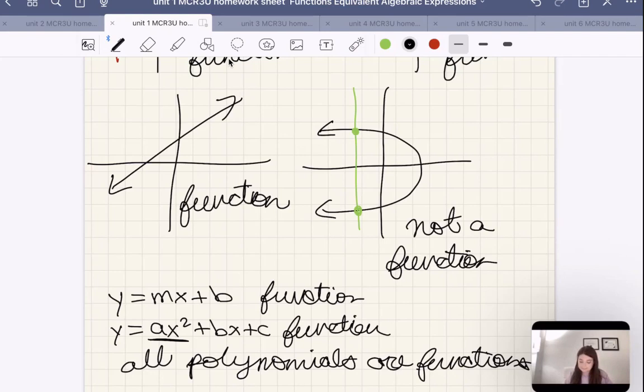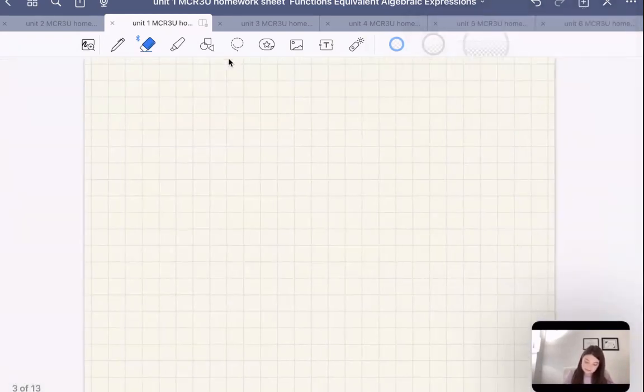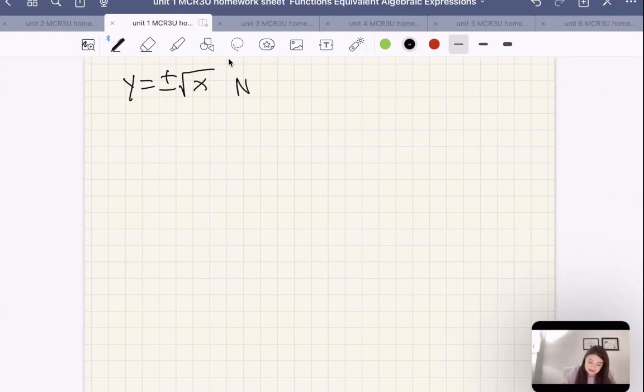Good. Now, what's an example of something that's not a function? I'm going to give some examples of what is not a function next. So let's do that. What is not a function? y equals plus or minus root x. This is not a function, and let's talk about why it's not.